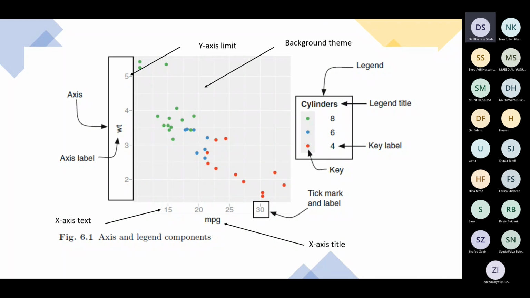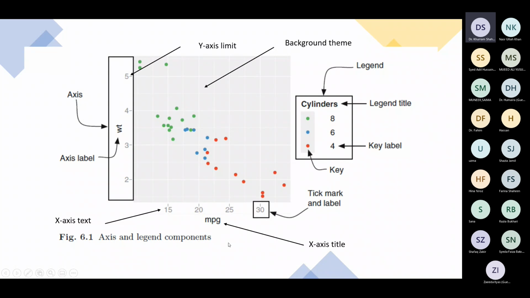You have all the commands for all these components. Legends and legend title: what should be the legend title size, and what should be the key labels of your legends. What should be the key size of these colors, red, blue and green, and what legend text size you want. You have to give these commands to R, and R will adjust it.